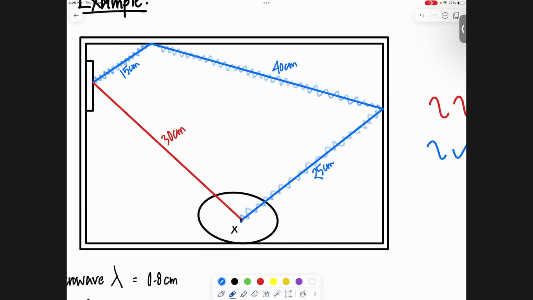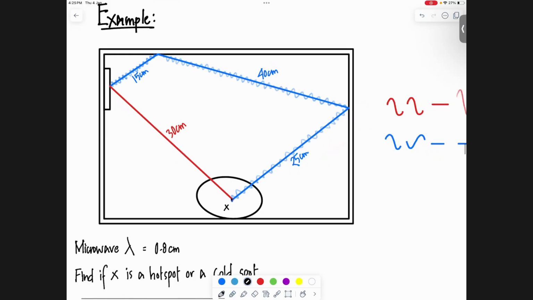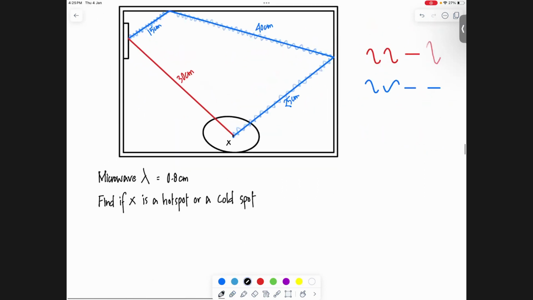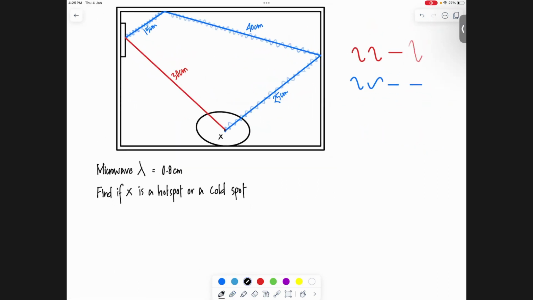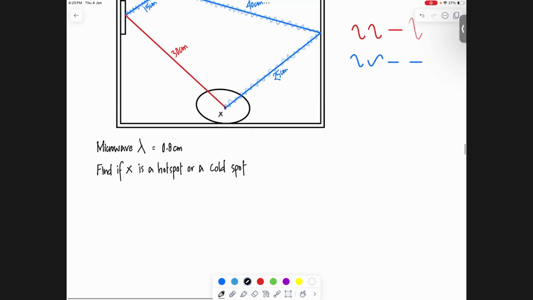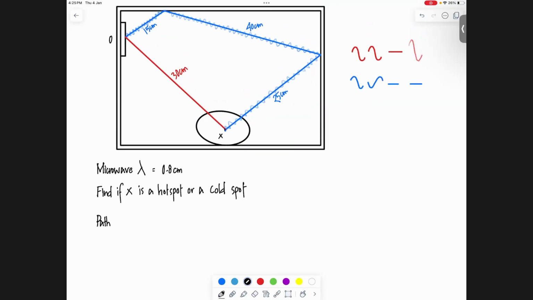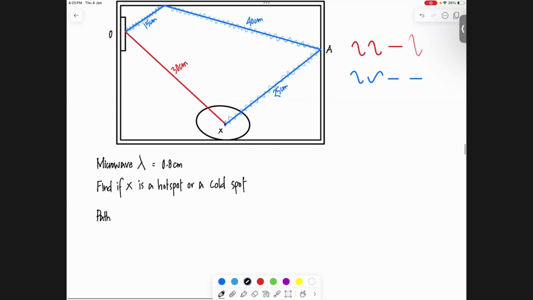Like quite a wave chilo. So the bear kora khubi easy. Bear korba, you need to find the total length and divide that by what? The wavelength, right? So path, eta dhoro amra naam dei o a x. So o a x a, what's the total length here?